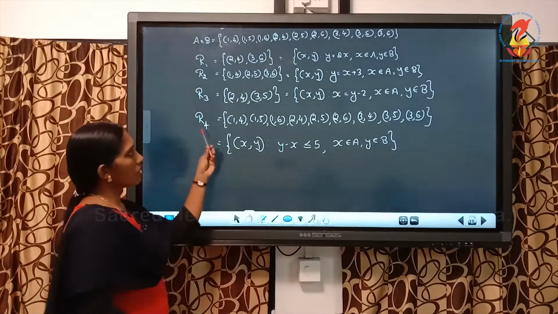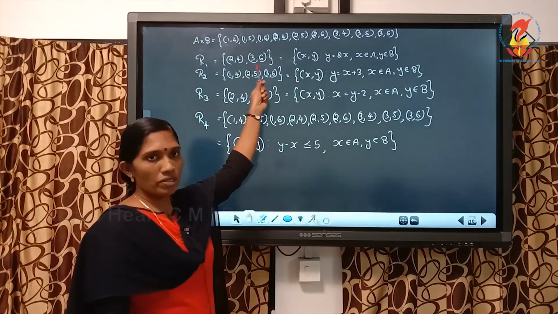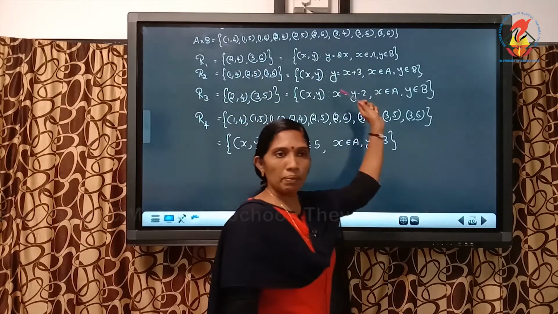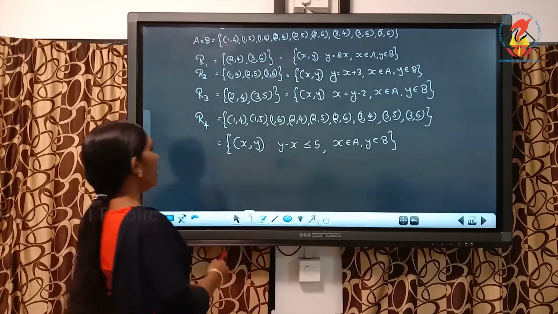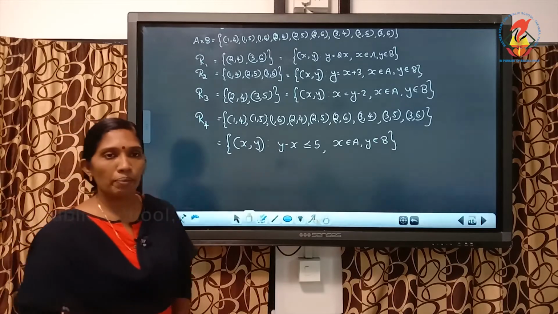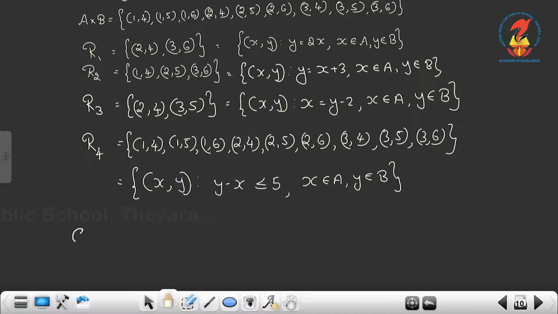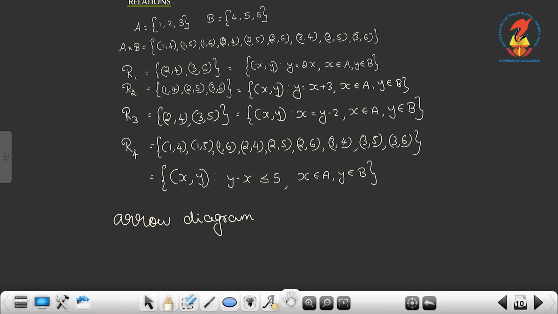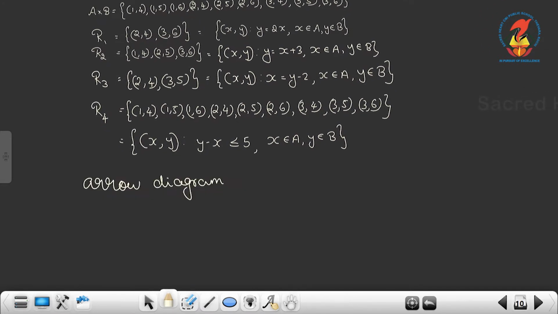One is this roster form. This is known as roster form, and this one is set builder form. You already studied that. Now, the third one is visual representation, that is known as arrow diagram. Arrow diagram method means visual representation. So, for this example 1, 2, 3, 4, 5, 6 we can mark. Like this, you have to draw an oval shape.